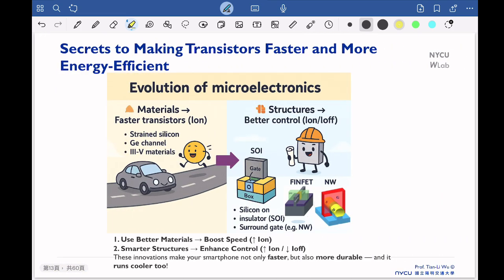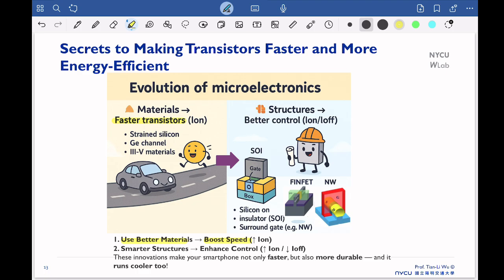And then if we look at the secrets in the past to make our transistor faster and more energy efficient, we have two directions that we have already talked about briefly, and now we talk about them again. The first one is materials innovation. The goal of materials innovation is to make our transistor faster, just like we try to boost the speed. Imagine that in the semiconductor world, the main carriers we consider inside are electrons. We hope our electrons inside this semiconductor can be faster, just like when you drive a car, you want to drive faster. So we want to make it so that our electrons can be faster.